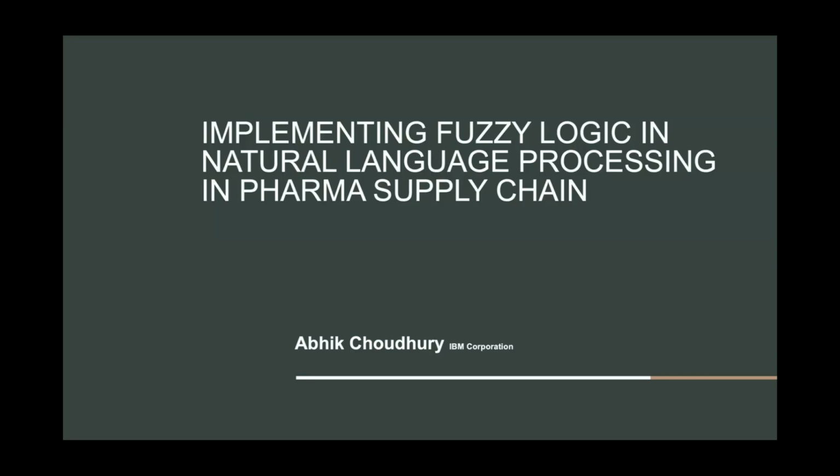Applications can be integrated into natural language processing applications to enhance data retrieval processes in the pharmaceutical supply chain. This is a very critical area as accurate data retrieval directly impacts public health and safety. The objective of this presentation is to explore how fuzzy logic or fuzzy search techniques can address unique challenges of data retrieval in pharmaceutical distribution.